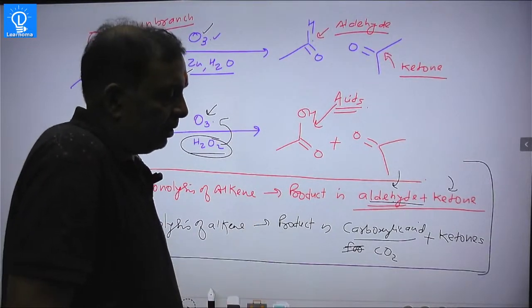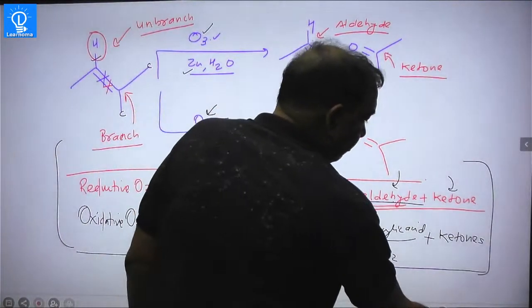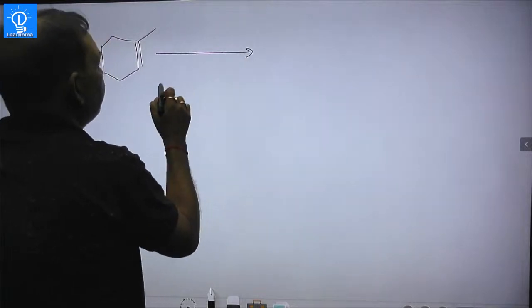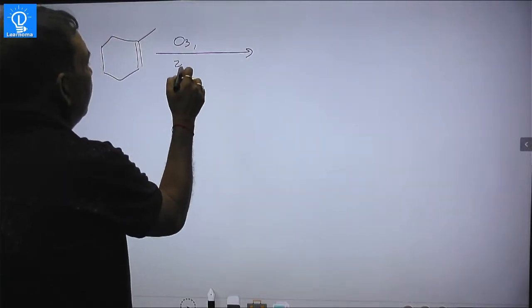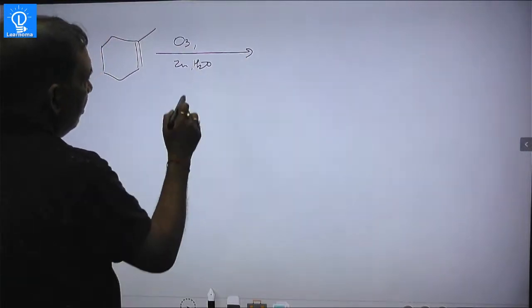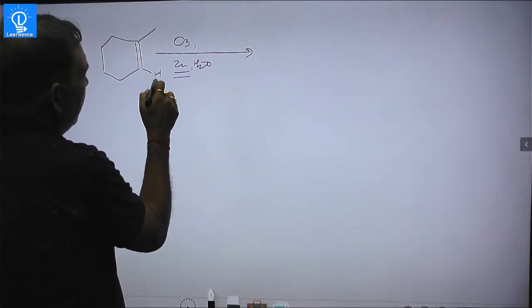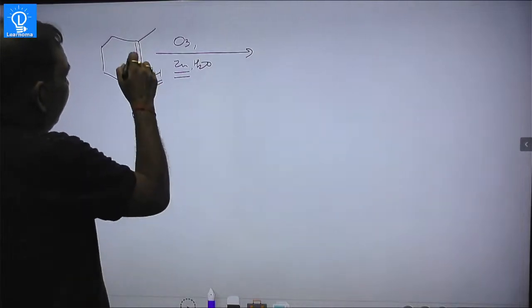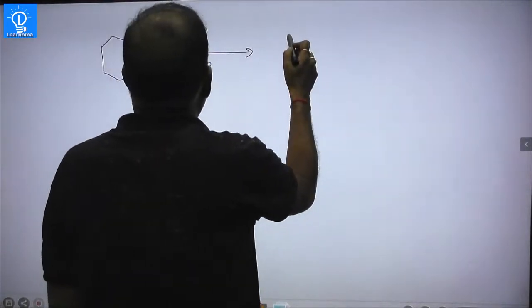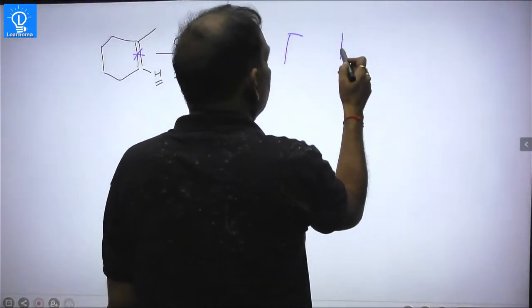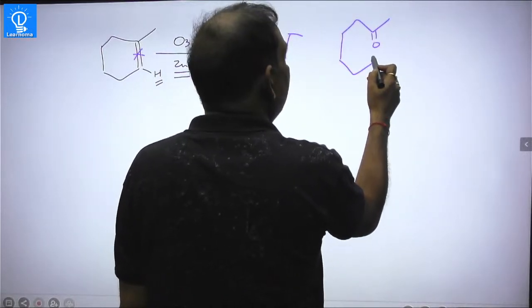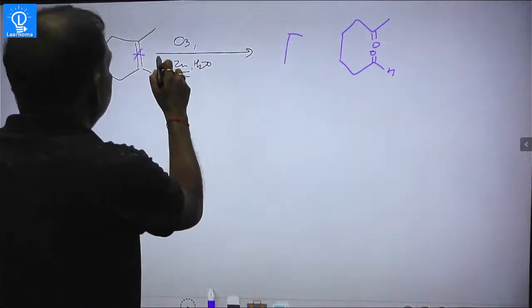Let us see some more examples. Suppose 1-methyl cyclohexene, ozone, zinc, water. Zinc is there, this baby will not be kidnapped. The police person has arrived, but this will go. And the answer is this one and this one.